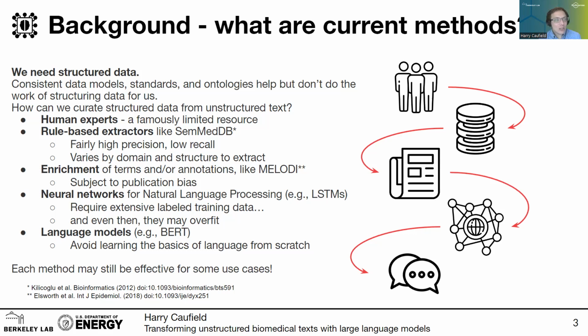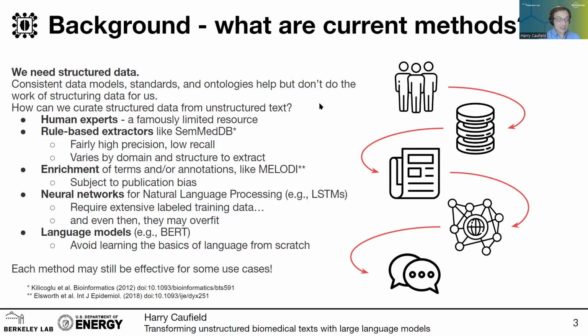So how do we curate structured data from unstructured text? Traditionally, this is the domain of human experts, which is a famously limited resource, particularly in terms of time. But we've also developed rule-based extractors like the SemMedDB project that offer fairly high precision with low recall, unfortunately, that can vary by domain and structure that you're actually trying to extract from data.